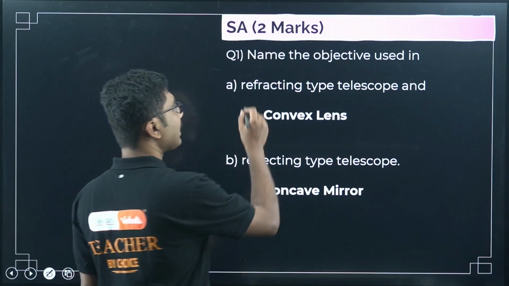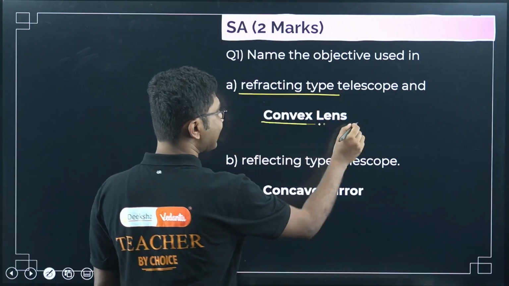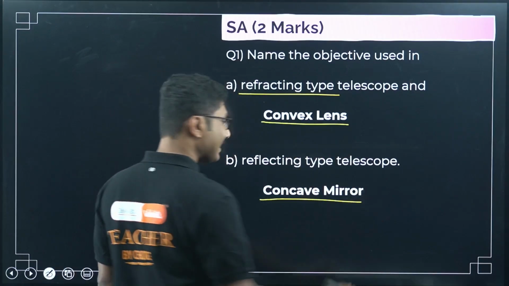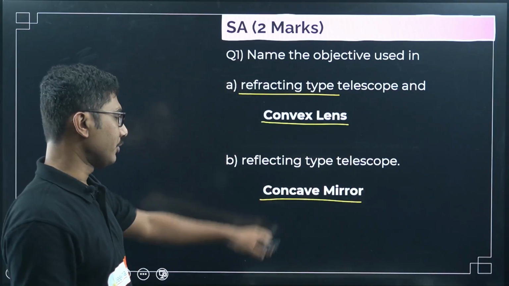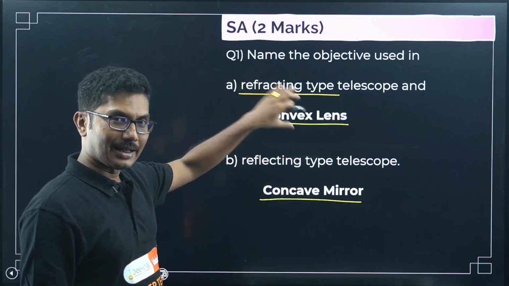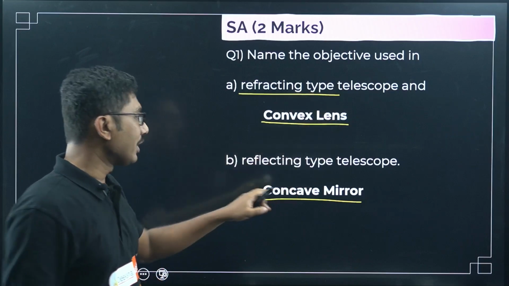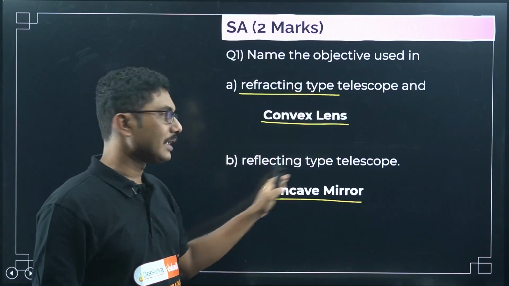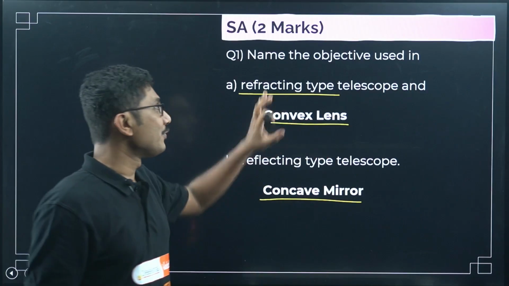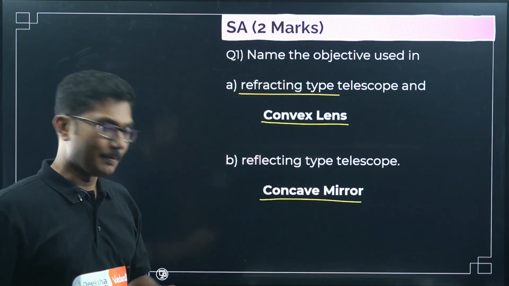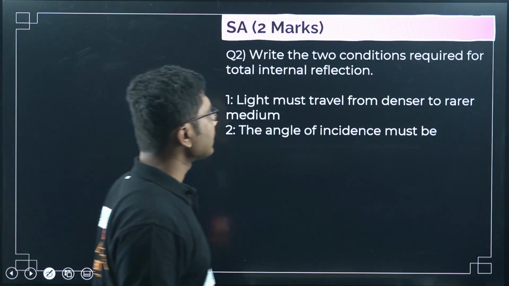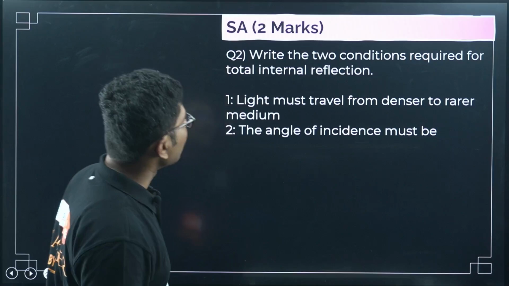Okay, you should remember that in refracting type, convex lens is used as objective, and in reflecting type telescope, concave mirror is used as objective mirror. Here you have to mention the type of lens and also add lens. In this case you have to mention the type of mirror and then add mirror. Okay, concave mirror, convex lens, just it. So if you write this, you will get 2 marks. Simple scoring question.